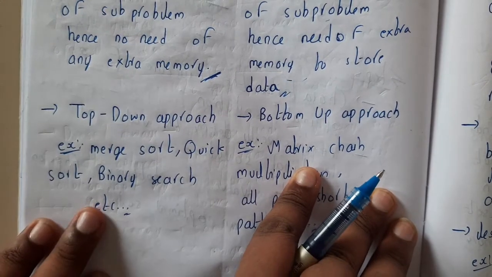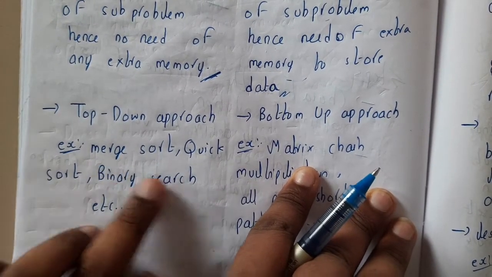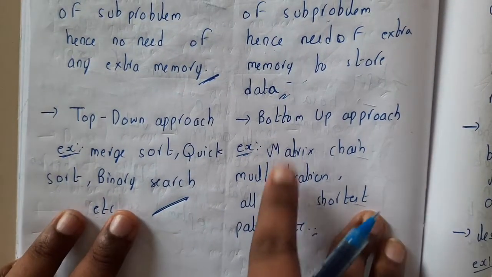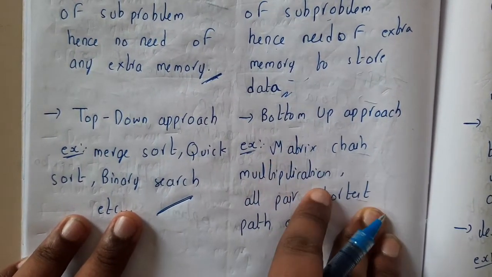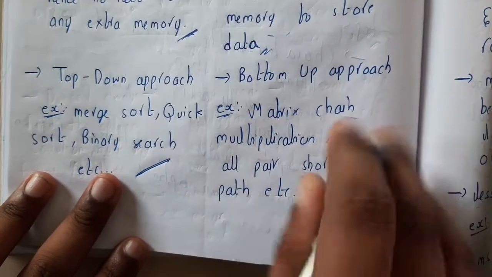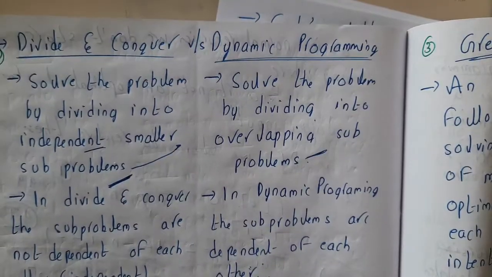The examples for divide and conquer are merge sort, quick sort, and binary search, which we have already discussed. In dynamic programming, we have matrix chain multiplication and all pair shortest path, which we will discuss in further lectures. I hope everyone got a clear idea of divide and conquer and dynamic programming.